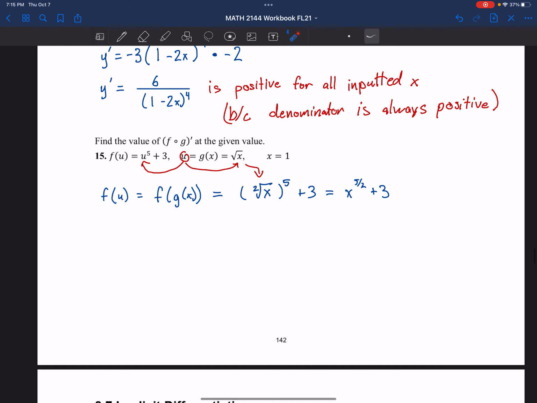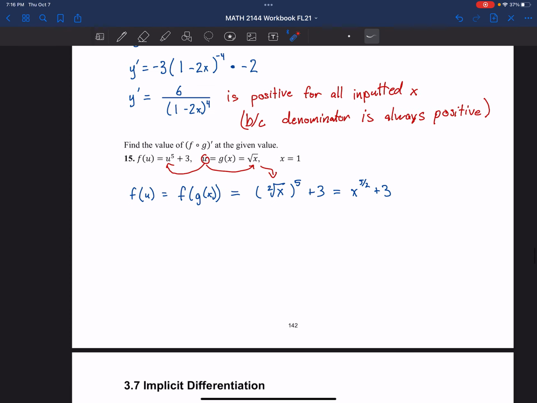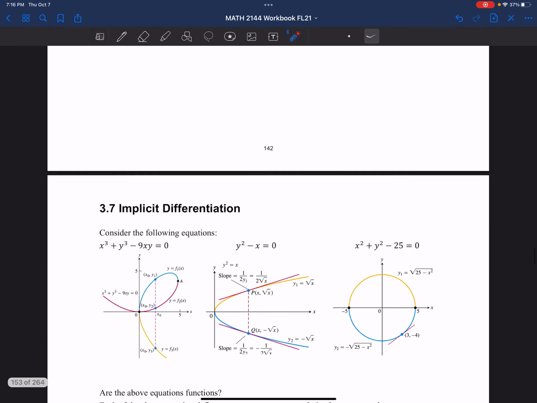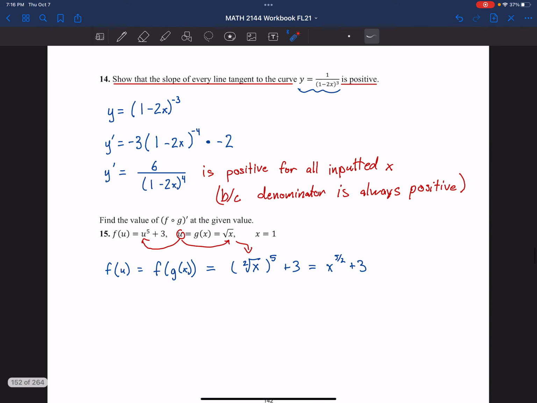But that completes section 3.6. In section 3.7, we talk about implicit differentiation, where the underpinning theory is that of the chain rule. Chain rule is one of those concepts that takes a while to get the hang of. So make sure you take your time and do lots of practice. And if you have questions, always feel free to reach out. Good luck.